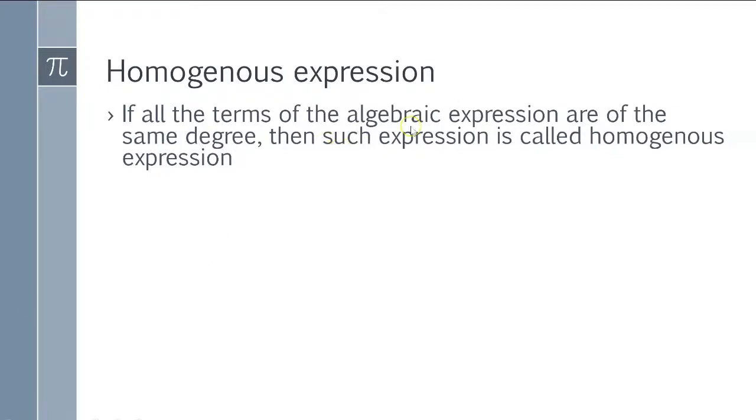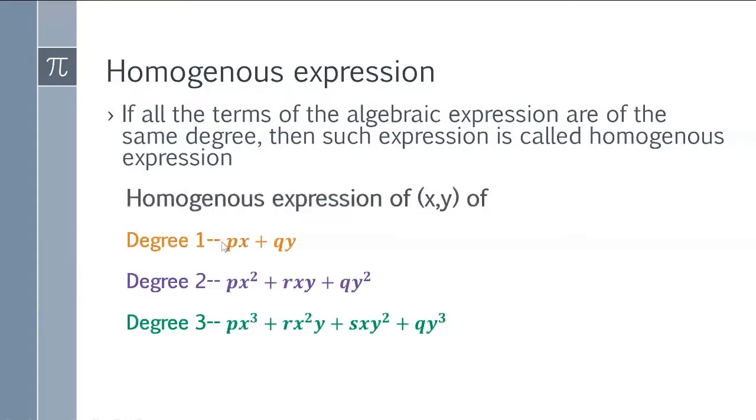So if all the terms of the algebraic expression are of the same degree, then such an expression we call a homogeneous expression. Let's see an example. So the homogeneous expression of x, y, for example, here we have degree 1. So this is a binomial, right? And here the first term has degree 1 and the second term also has degree 1. So it is homogeneous. So all algebraic expressions where all the terms have the same degree, we call homogeneous.